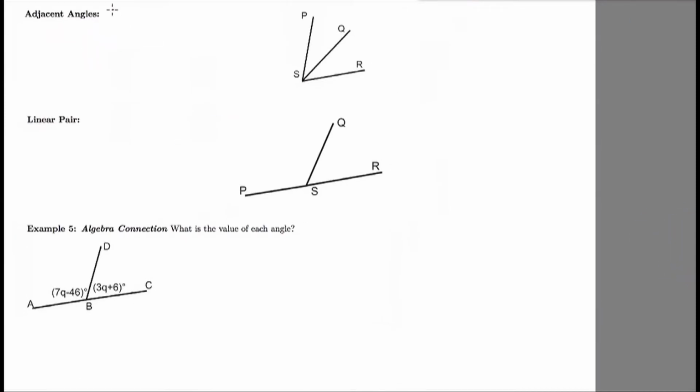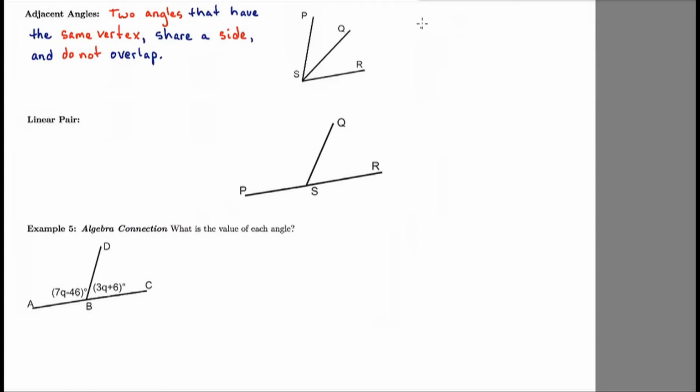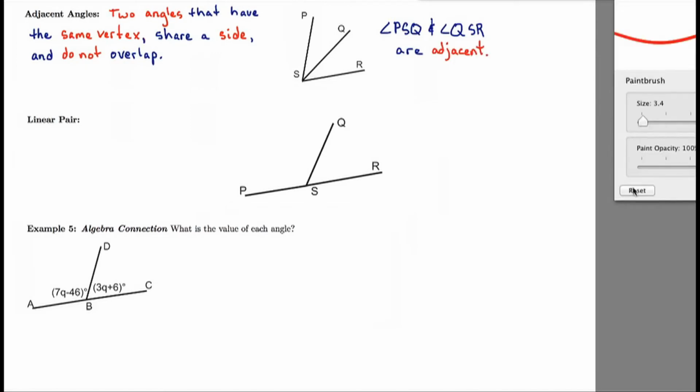Okay, so let's talk about adjacent angles. Adjacent angles are two angles that have the same vertex. They share a side, and they do not overlap. So here we see angle PSQ and angle QSR are adjacent angles.